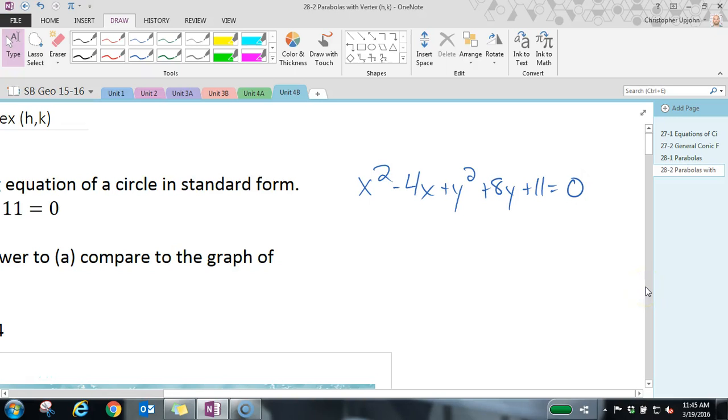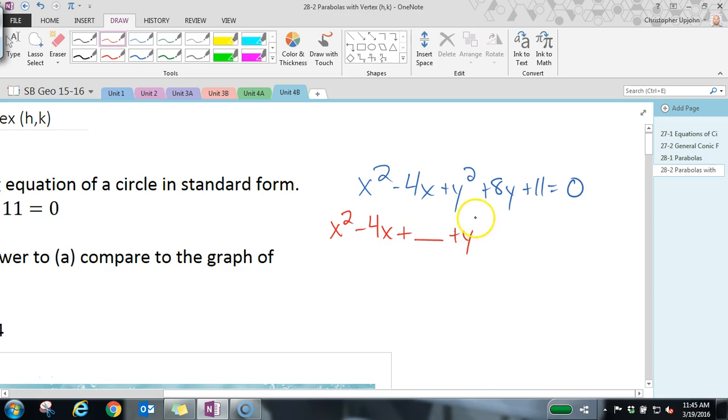Now we're going to look at parabolas where our vertex is not the origin. But to begin with, we're going to look at our circles. If we have an equation in general conic form, everything's on the left side, it equals 0. First thing we do is kick 11 to the other side, so we subtract it. And we reorganize at the same time, although it's kind of already organized.